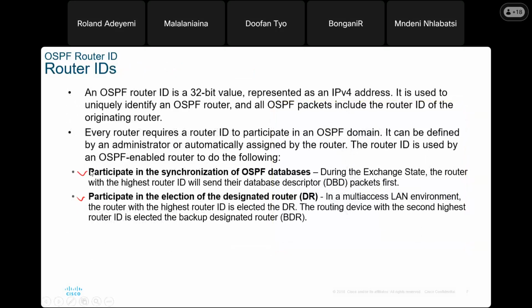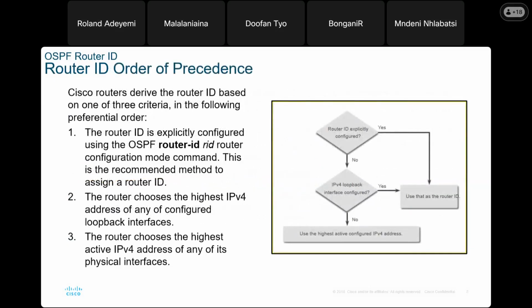For people that probably missed that OSPF class, you probably need to go and listen to the video. We talked about synchronization of the database. We talked about a lot of things in that class. Only theory. We talked about DR, BDR, multi-access networks and all of that, even point to point. So now let's find out, how does a router get its ID? Is there an order of precedence? Yes. So let's find out.